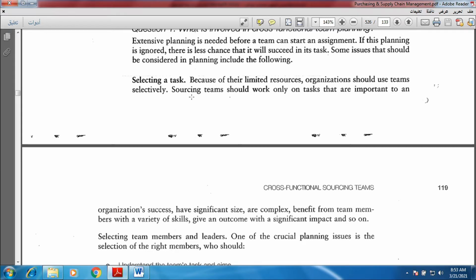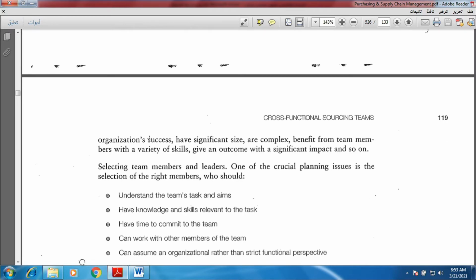view and strategy. Sourcing teams all the time consider the work comes from important tasks in order to make the organization more successful and having the complex issue faced by the organization to be solved. And the benefits from the team members, because of their skills and abilities and knowledge, they have a significant impact for the organization.